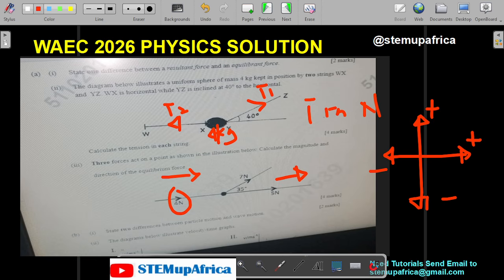So I have to resolve this. This one is inclined at 35 degrees to the horizontal. We have to resolve that force. So how do we do that? To do it, we need to redraw this diagram before we can resolve it. Let's redraw the diagram now. I'm going to have, this is the point.